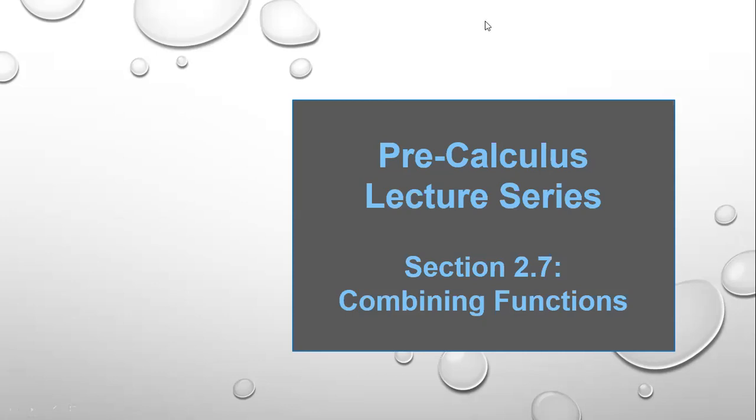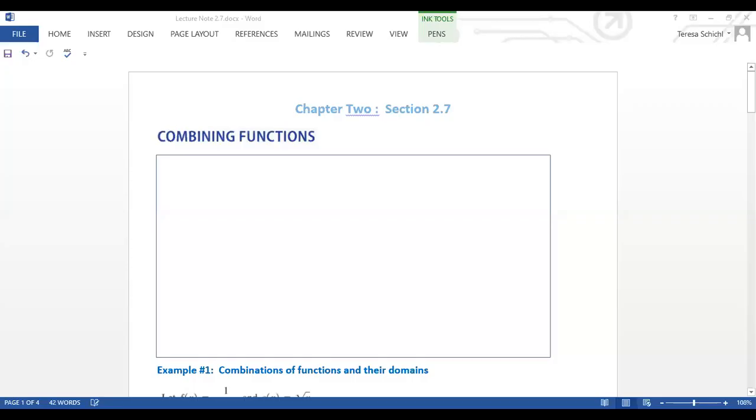Okay, so now let's go to our lecture notes and see what types of things we're going to cover here. Okay, so here we go. The first way to combine functions, let's take a look at the simple way to combine functions. We call this the algebra of functions. So what do I mean by the algebra of functions?